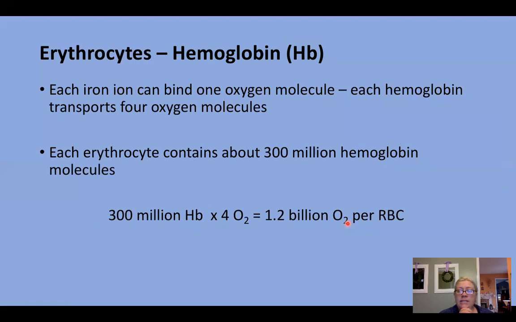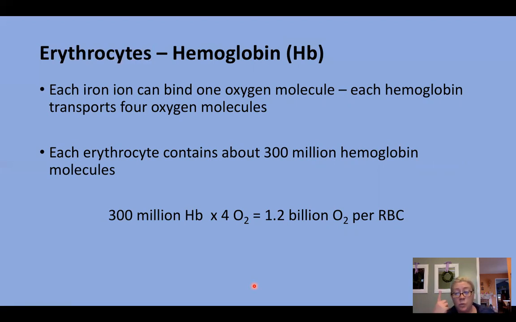Now, why this is important is because each iron ion has the ability to bind 1 oxygen molecule. And the reason we're calling it an oxygen molecule and not an oxygen atom is because oxygen naturally forms a diatomic molecule, which means that it travels in pairs of 2. All right, so each iron atom can bind 1 oxygen molecule. And that means that each hemoglobin transports 4 oxygen molecules.